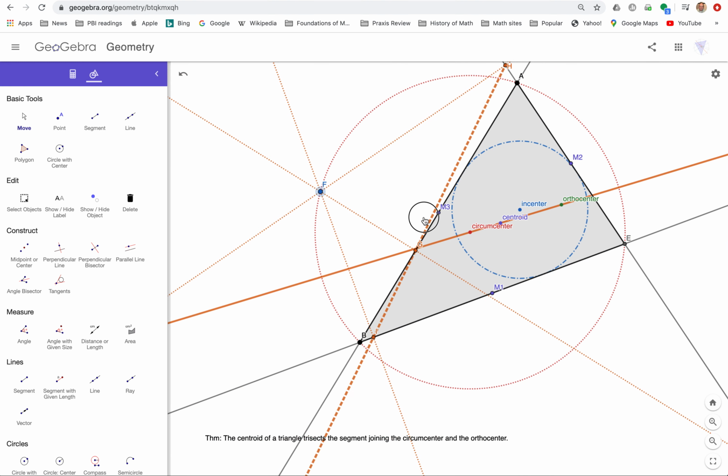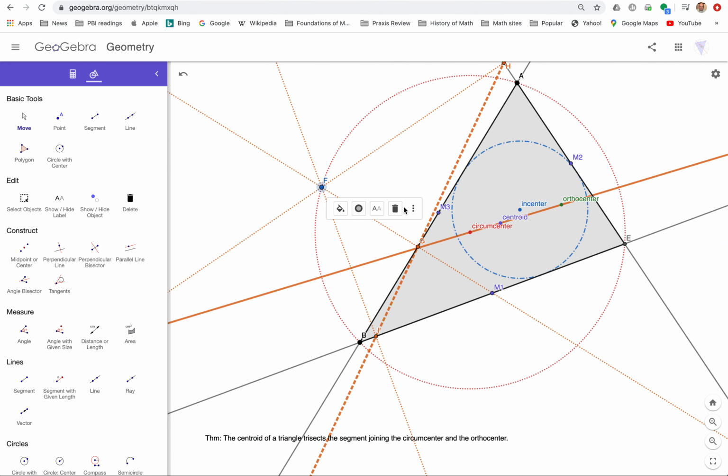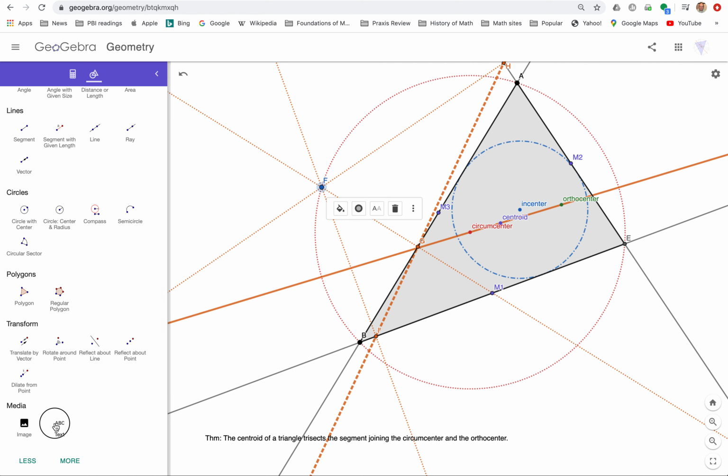So, it's kind of an interesting result. This is called the Simson line, and we'll go ahead and write that up. Type it in here.